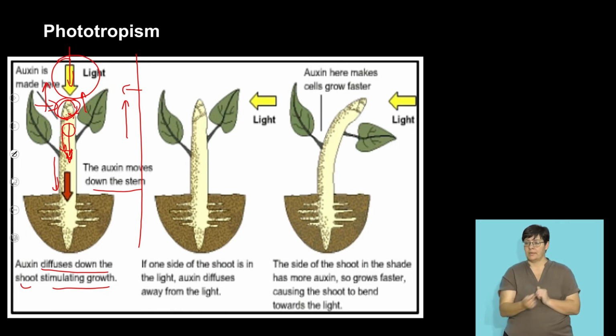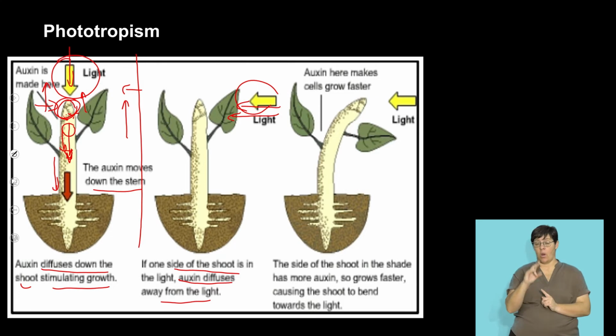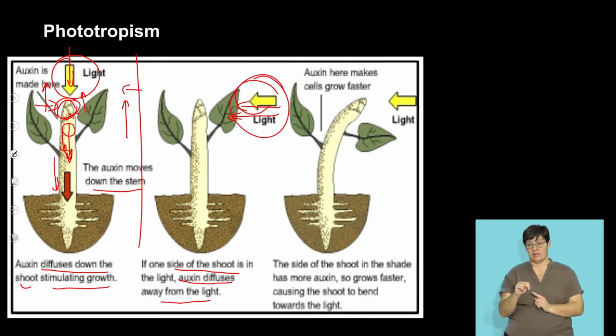Let's look at what happens when the light comes from a different direction. So here we've changed the direction of the light, and we notice that if one side of the shoot is stimulated with light, the auxins diffuse in the opposite direction. You'll find that the light comes in from one direction, and we find that the auxins now accumulate on the opposite side. So that's where the auxins tend to accumulate. And this accumulation of the auxins causes an increase in the growth of cells in this region. And hence we find that now the tip tends to bend or increase in length in this direction.